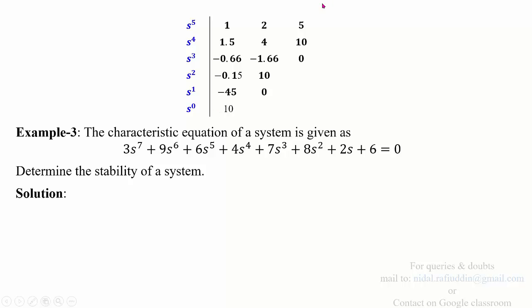So if you populate this Routh table completely, how many sign changes do we observe? If you move from 1 to 1.5, no sign change. From 1.5 to minus 0.66, one sign change. From minus to minus, no sign change. And again to minus, no sign change. Then minus 2 to plus 10, another sign change. So in total, in this particular case, you have two sign changes, and thus this system will have two roots with positive real part.